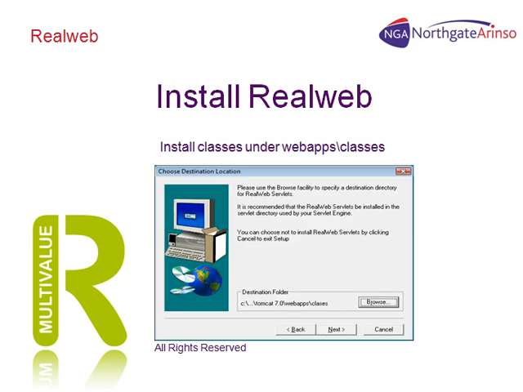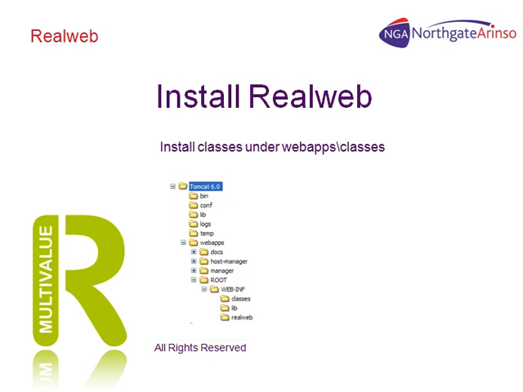Install the RealWeb servlets into the webapp/classes directory beneath the Tomcat home directory. If the directory does not exist, you will need to create it. The RealWeb servlet should now be installed in the classes directory. This completes the installation of the RealWeb components.